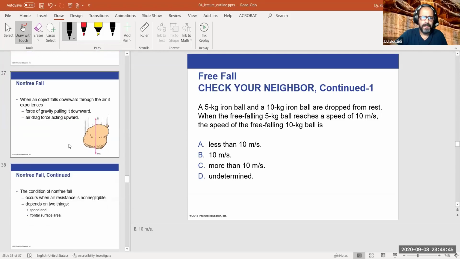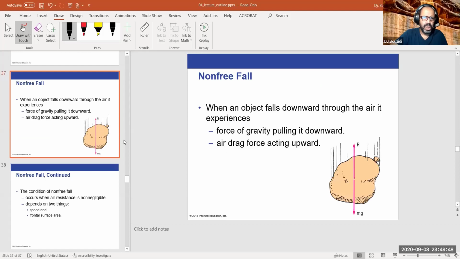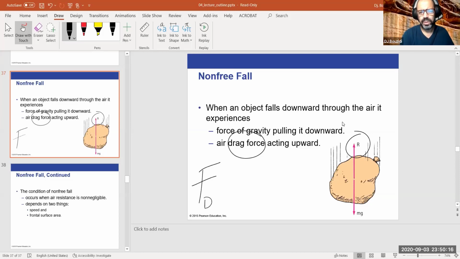When an object falls downward through the air, it experiences, now I already talked about the fact that there is non-free fall, and the air resistance will matter now. So in this case, it's falling not necessarily with constant acceleration, but the acceleration will change and depends on the speed. And the culprit in this case is the drag force. The drag force is a force that is proportional to both the velocity squared and the area.